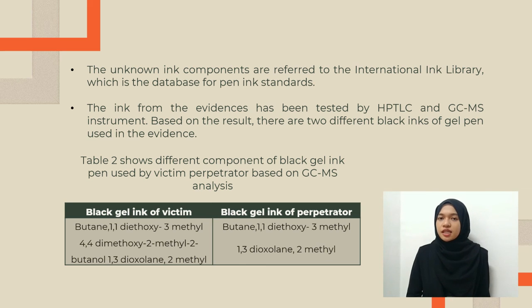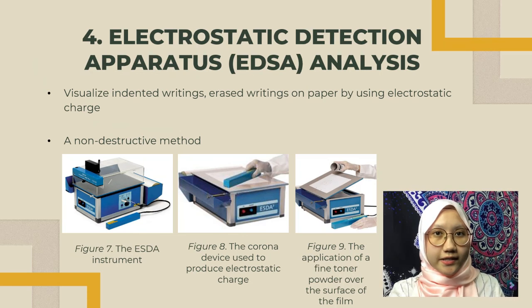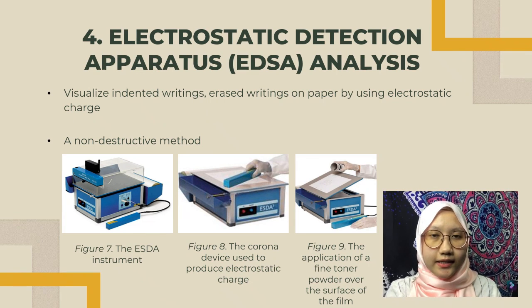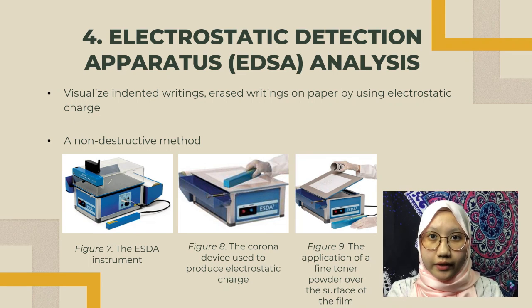In this case, the ink from the evidence has been tested by HPTLC and GCMS instruments. Based on the result, we found that there are two different black gel pen inks in the evidence. The next analysis is ESDA analysis. This analysis is used to visualize indented writing on paper.